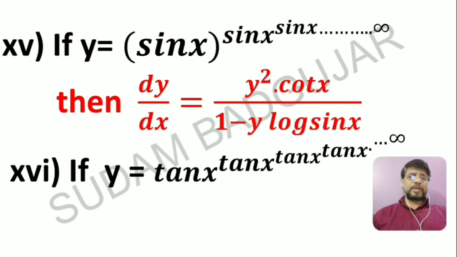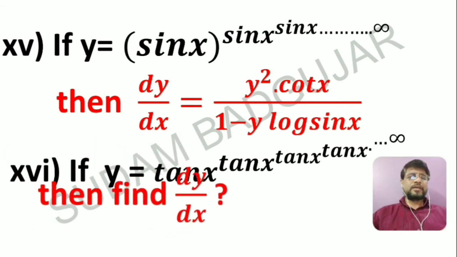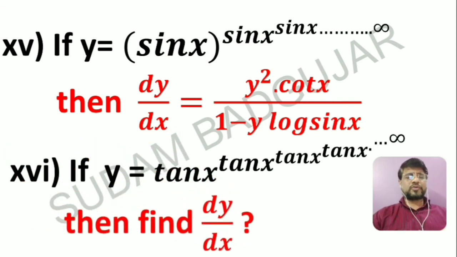Now next one is question number 16. If y is equal to tan x raised to tan x up to infinity, now you have to find out its derivative. It's also very simple. Y square upon 1 minus y into log of tan x into derivative of tan x upon tan x, keep as it is. Okay, it's very simple. Just solve such type of question by the traditional method, and match up the last answer. You have to tally the last answer by using the shortcut method.